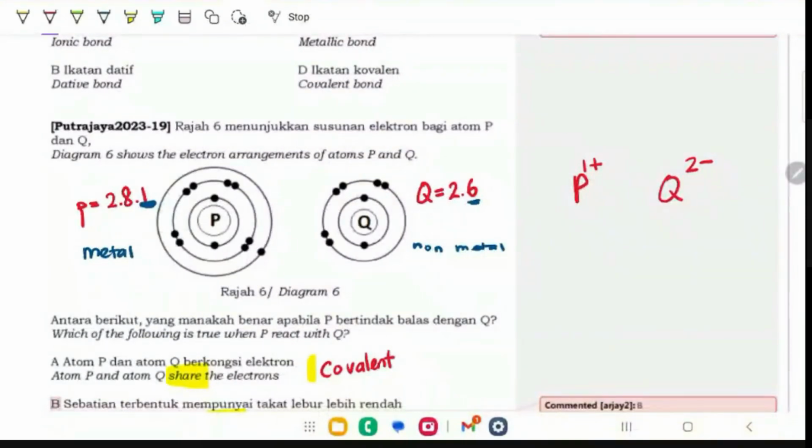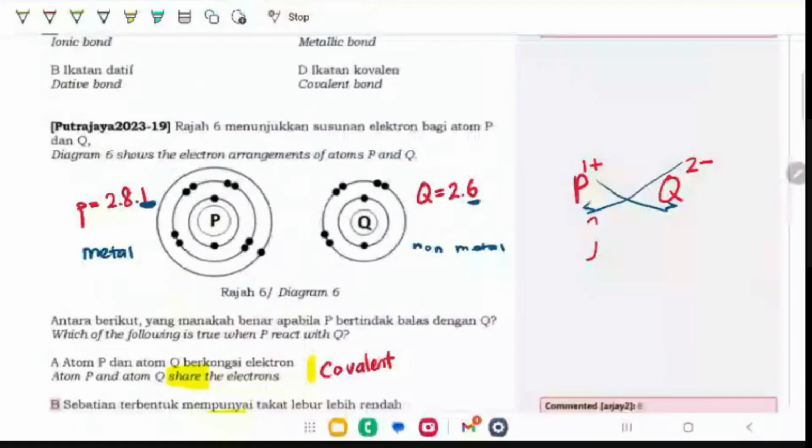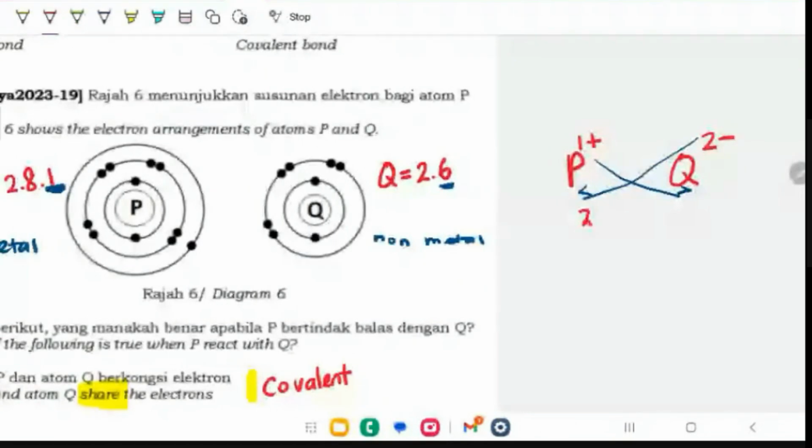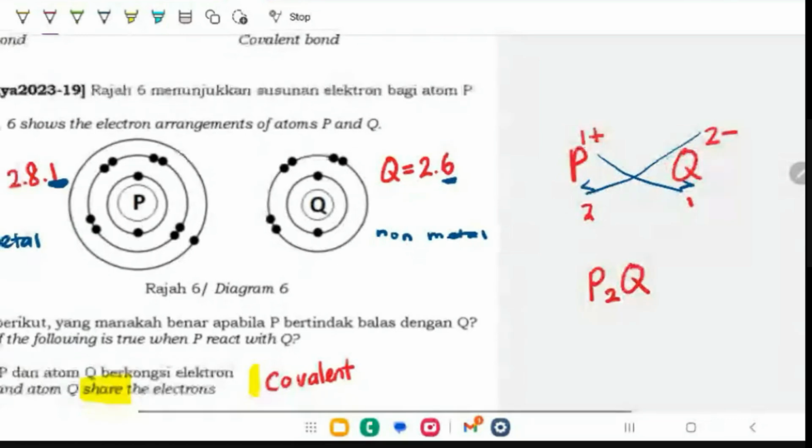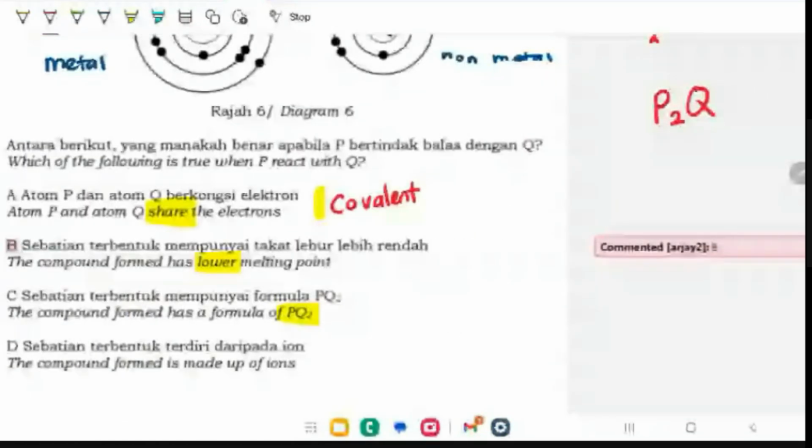Very simple. You just interchange the charges. The 2 goes here, the 1 goes here. So this one is 2, this one is 1. So it is P2Q, the correct one. So PQ2 is wrong.